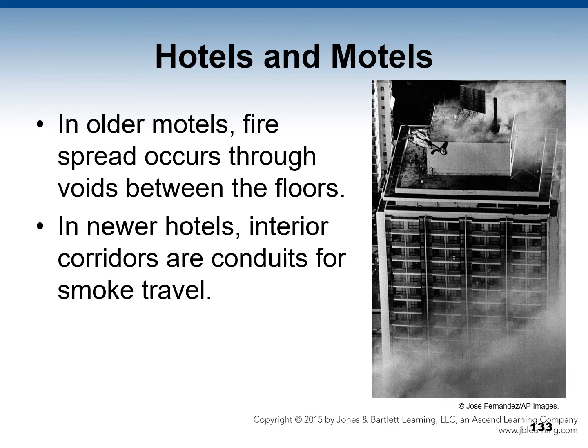In older motels, fire spread occurs through voids between the floors and partially the space underneath the top floor and the roof. Newer hotels and motels have interior corridors that have proven to be a conduit for smoke travel. One case example for you to read about is the West Chase Hilton fire in 1982 that killed 12 people. That's West Chase, W-E-S-T-C-H-A-S-E, West Chase, all one word, West Chase Hilton fire, 1982.